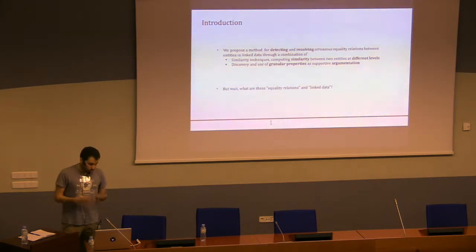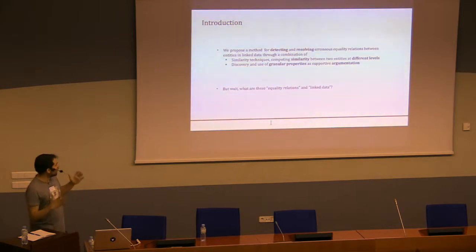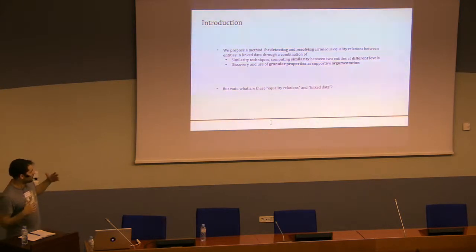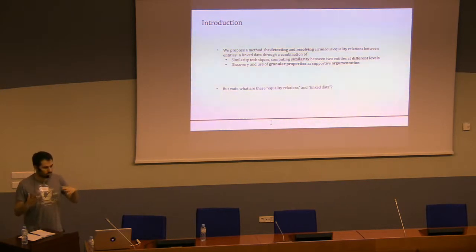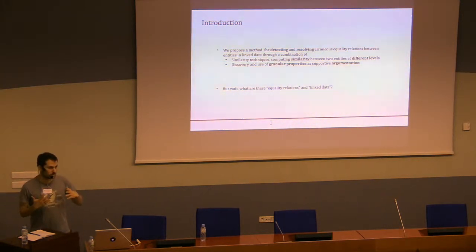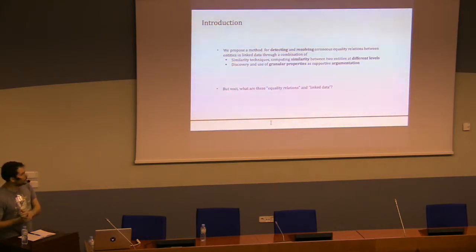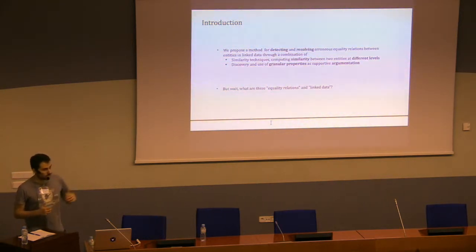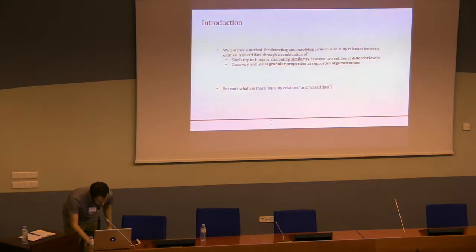So, as an introduction, I'm going to start bluntly by saying what we propose. We propose a method for detecting and resolving erroneous equality relations between entities in linked data through a combination of similarity techniques, computing similarity between the two entities at different levels, a different scope, plus through the use of granular properties that provide supportive argumentation about the outcome of the similarity techniques. But first of all, when I'm talking about equality relations and linked data, what is it exactly?